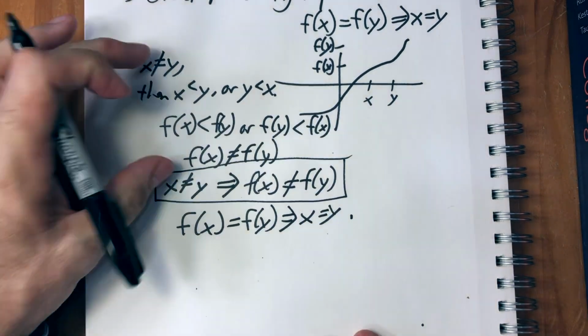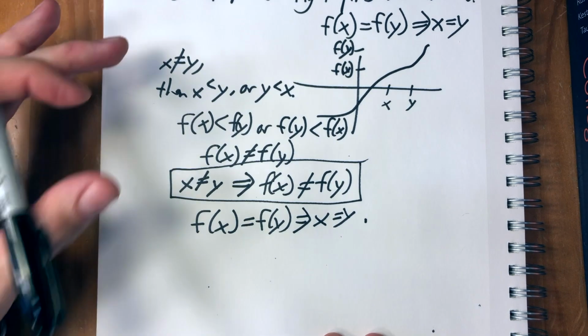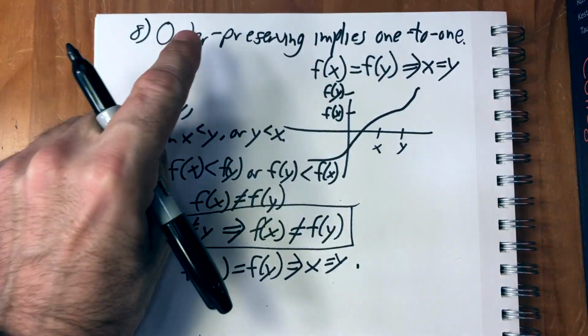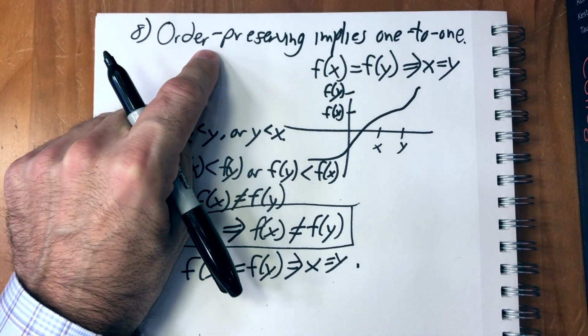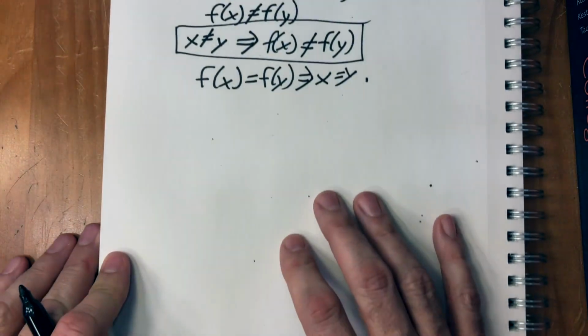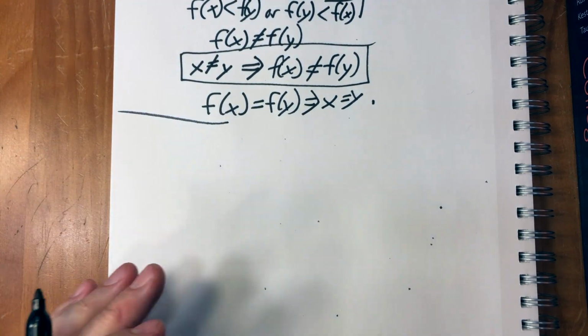So it's interesting. If we can show that a function is order preserving, that implies that it's 1-to-1. You can prove 1-to-1 without looking at the order preserving, but if you start with the order preserving, it shows that it's 1-to-1. Now, those are just some techniques and observations that we'll be using.